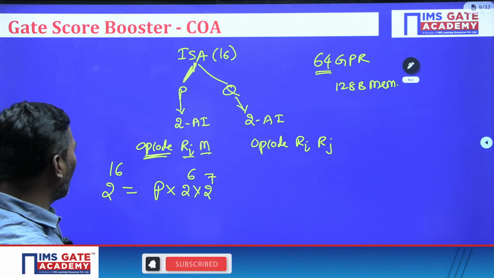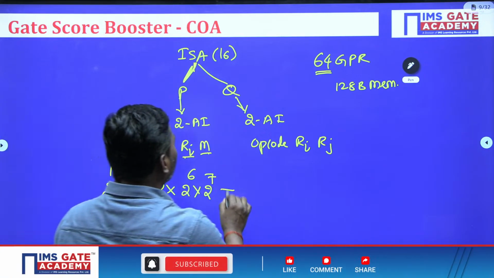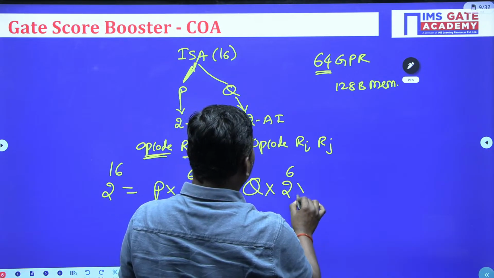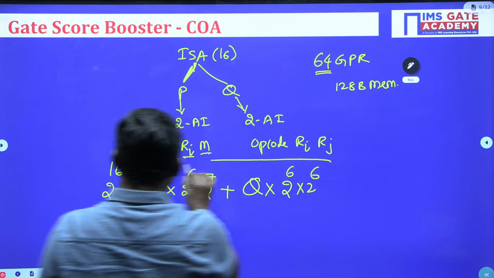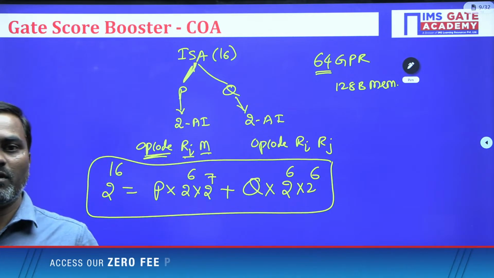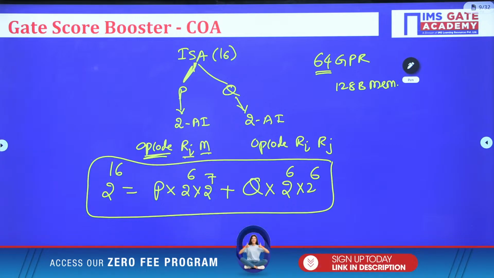Because it is a known value only. Correct. Plus, here is a Q. Q into 2 register type only. 2 power 6 into 2 power 6. So this is the formulation when you have two types of instructions.